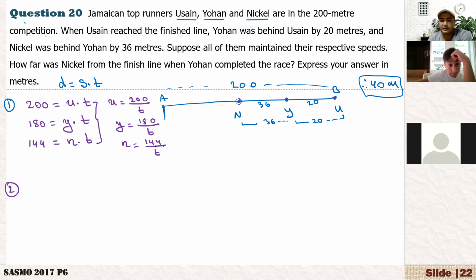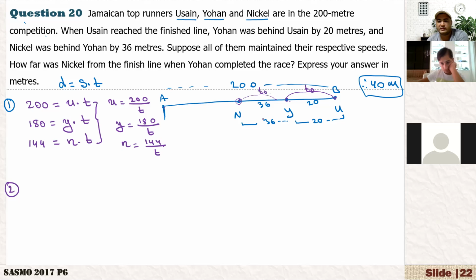Now the second one. All right. So the second scenario, the question is, suppose all of them maintain their respective speeds. How far was Nikhil from the finish line when Johan completed the race? So Johan is going to complete 20 more meters, right? And suppose that after t sub 0 minutes, Johan will reach the finish line. So that means in that time, Nikhil will also cover some distance. It will be here.